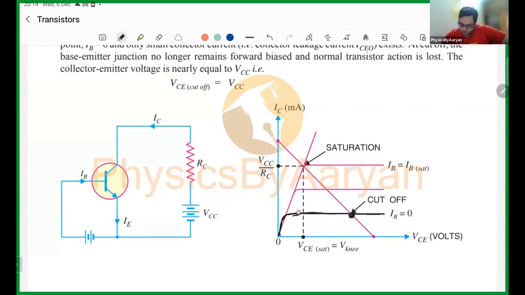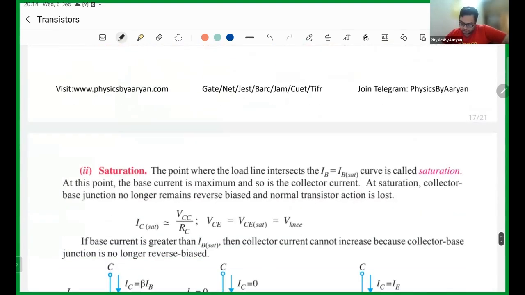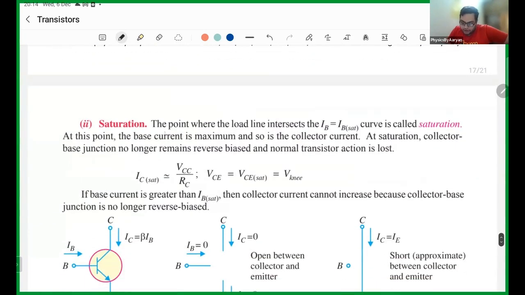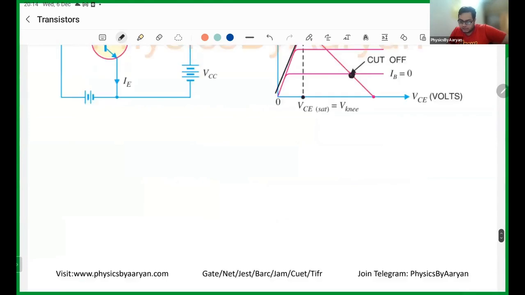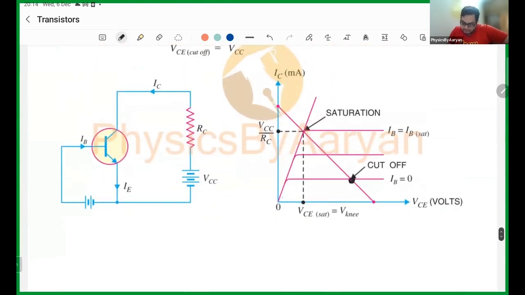And this is your saturation. I already explained this, but let's read the official definition of the saturation point as well: the point where the load line intersects IB saturation. What is IB saturation? You can clearly see this is the saturation for the first graph, this is your saturation for the second graph. This saturation, this saturation, this saturation.